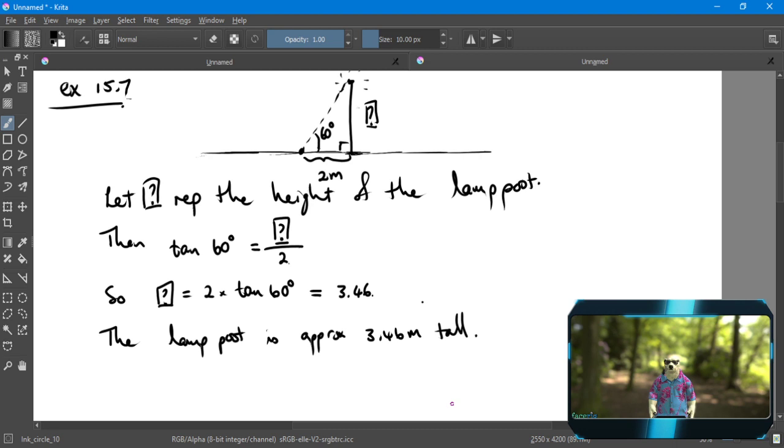Any questions on this one? So the question tells me how to make my diagram essentially. And from that, I look at my triangle, see what I have, see what I want, and that determines which trigonometric function I'm going to use. Any thoughts at this time?